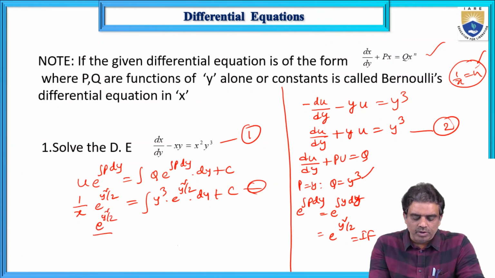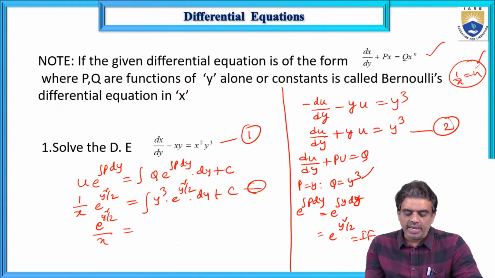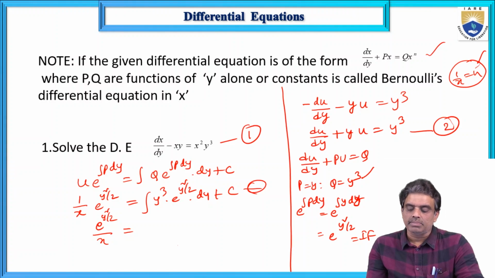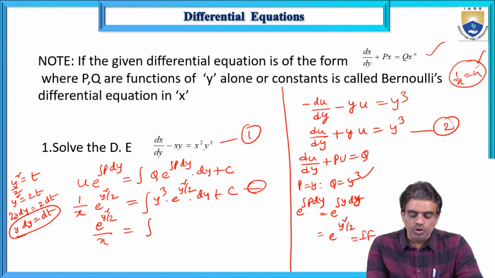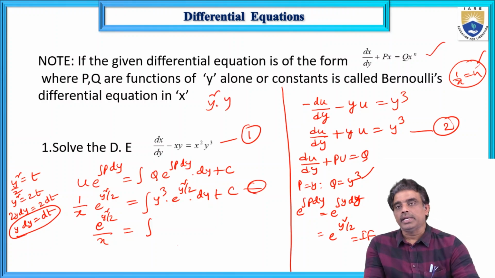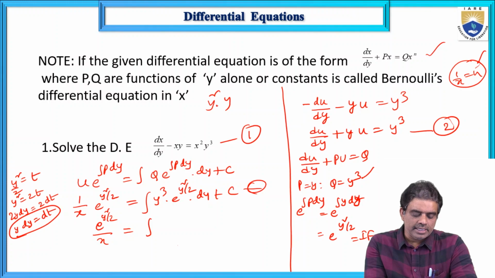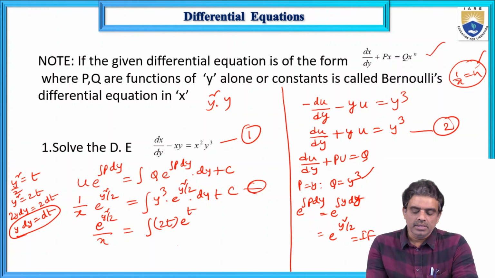So e power y square by 2 by x is equal to, and to evaluate the integral, again take y square by 2 equal to t. Put y square by 2 is equal to t, then y square is equal to 2t, and 2y dy is equal to 2 dt. So 2 cancels, y dy means dt. Y cube can be written as y square into y. For y square it is 2t, e power y square by 2 is replaced by t, and y dy is replaced by dt, plus c. That is the integral by the substitution method.